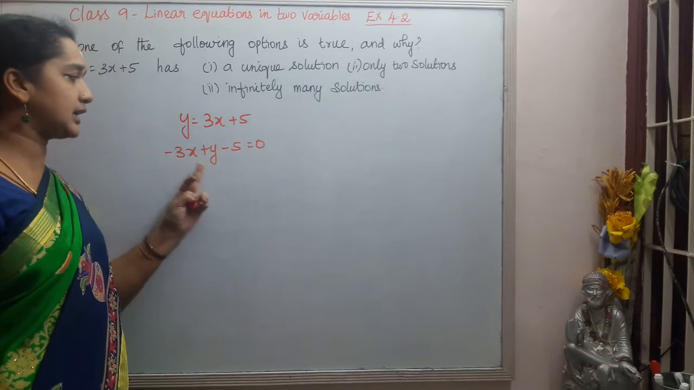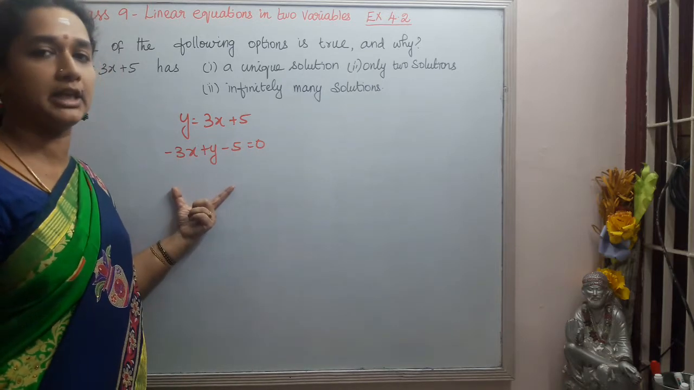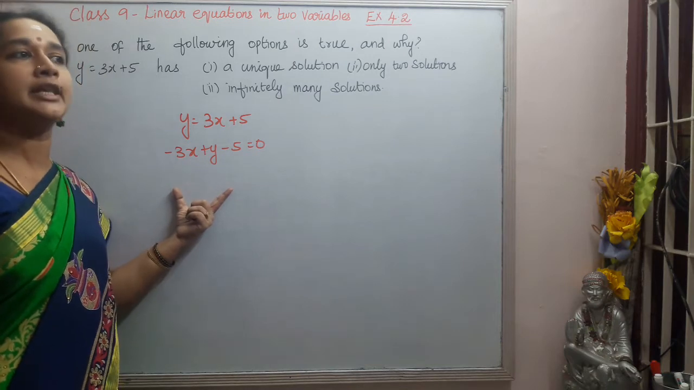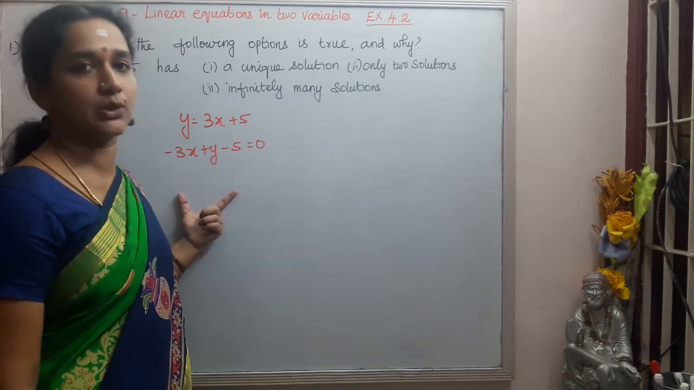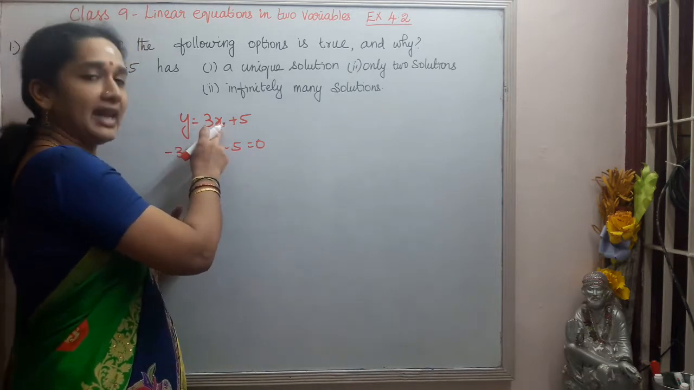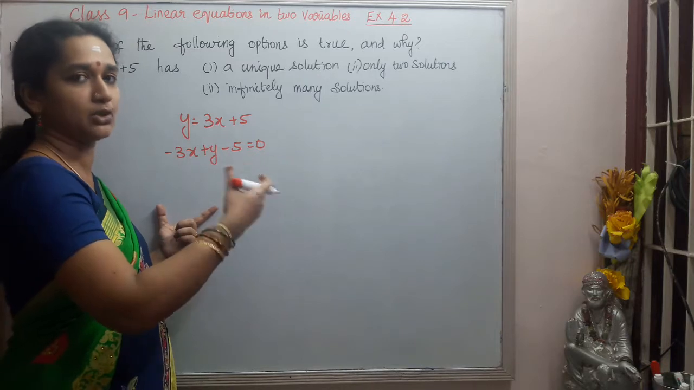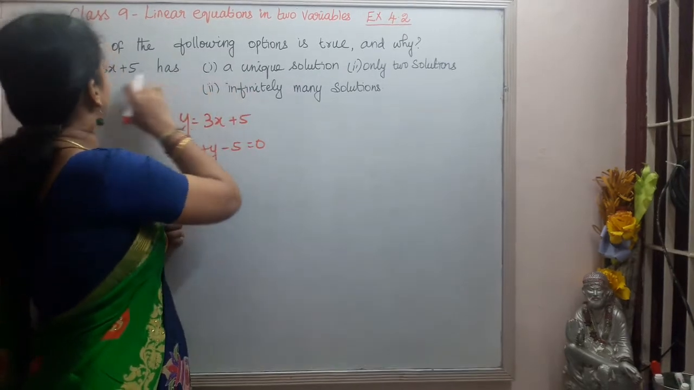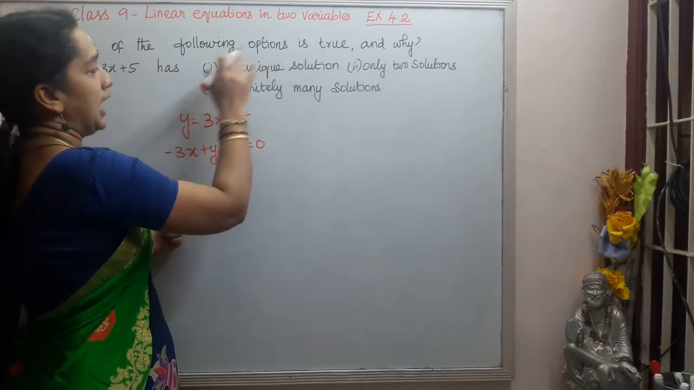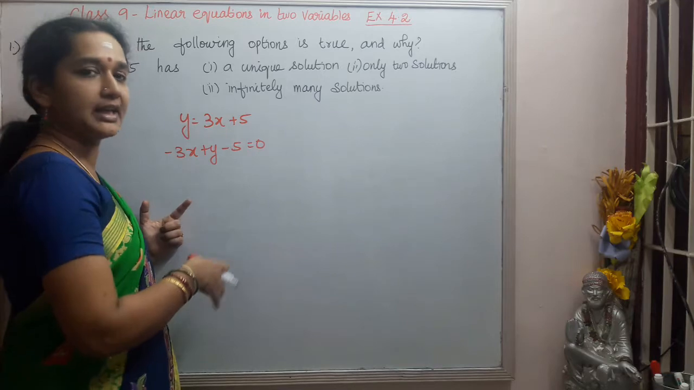That is ax plus by plus c is equal to 0. So we get a linear equation for this. For every linear equation we get infinitely many solutions. When we substitute different x values here, we get different y values. So since it is a linear equation, it has infinitely many solutions.